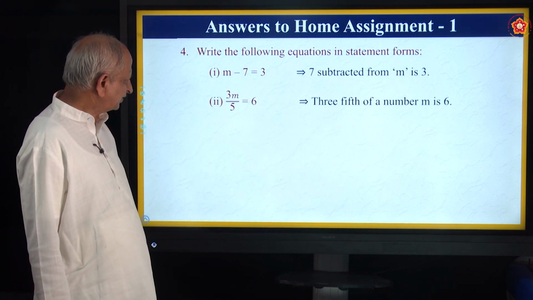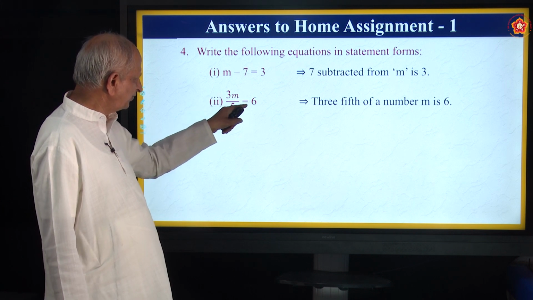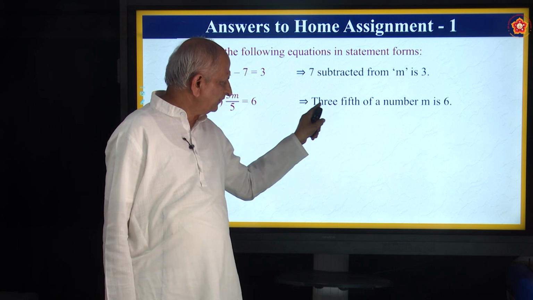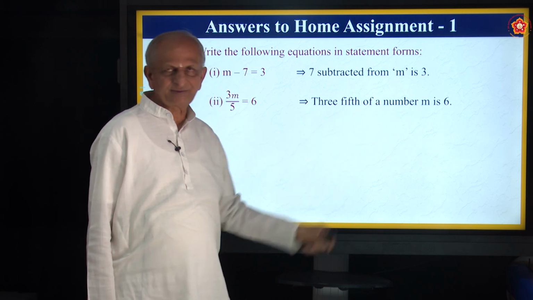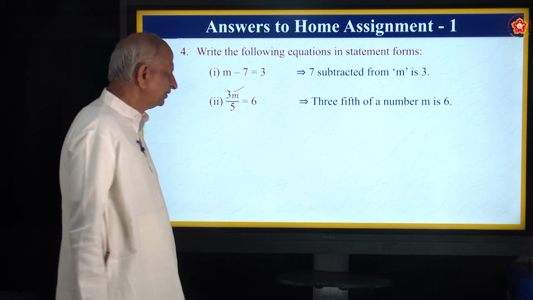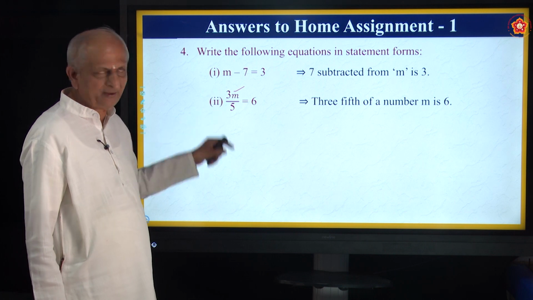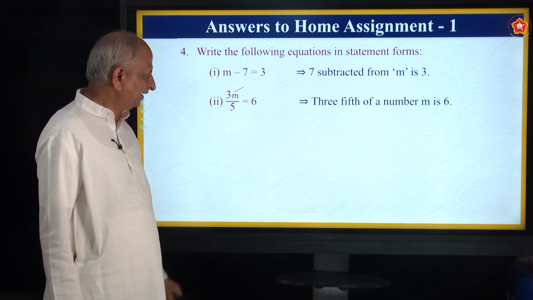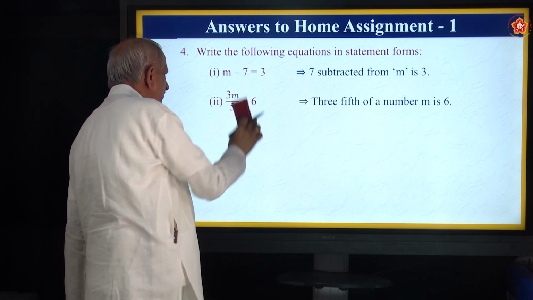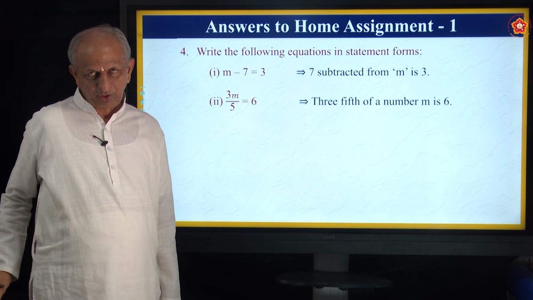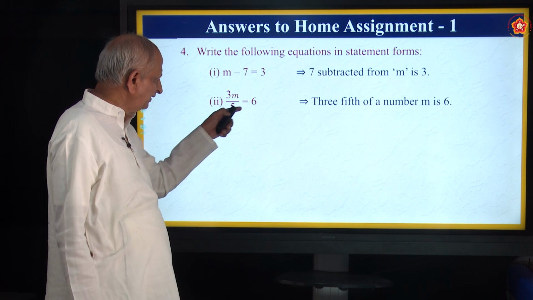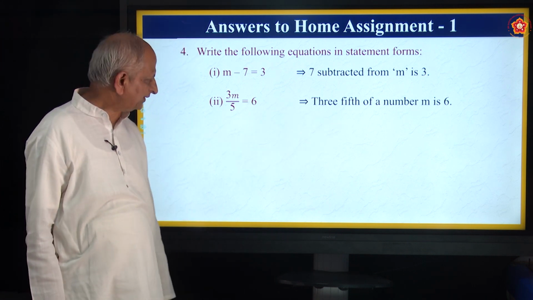Okay. Next, 3m by 5 is equal to 6. 3/5 of a number m is 6. So, here we take m as the variable. So, 3/5 means what? 3 by 5 and the answer is 6. Okay. That is how you have to write it. So, you must know how to write equations, you must know the reverse also. Now, you are doing the reverse. Equation is given, you are writing in words, correct.